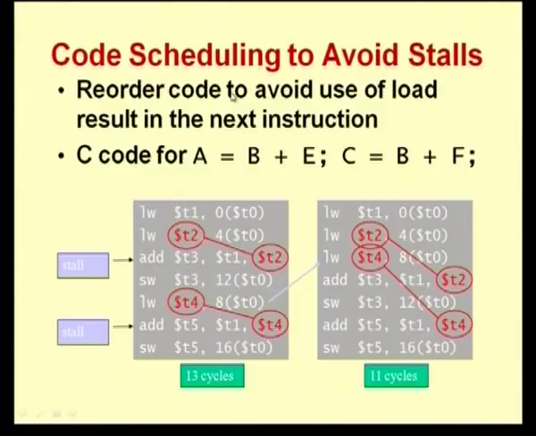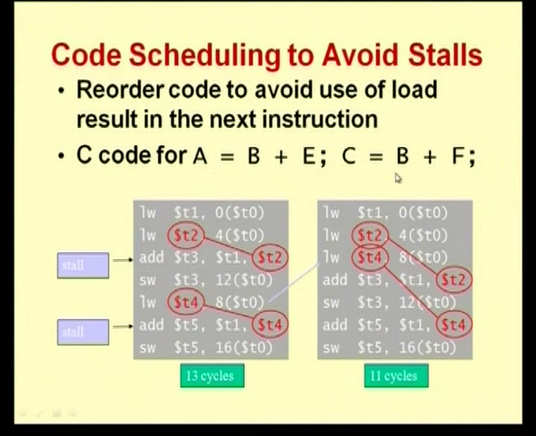This is another commonly used technique, which is scheduling the code in order to avoid stalls. So, how do we reorder the code? Let us say for instance you had this code: A equal to B plus E and C is equal to B plus F. So, these are two pieces of code that we have. Typically, how would you write it? You will have to load B, load E and then add and then store the result into A.